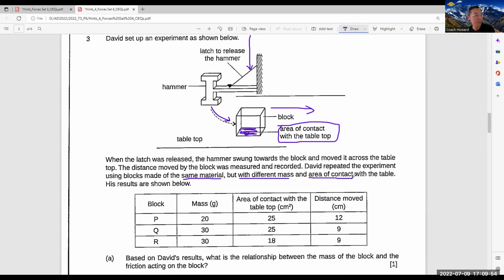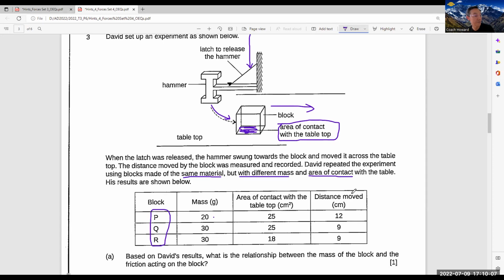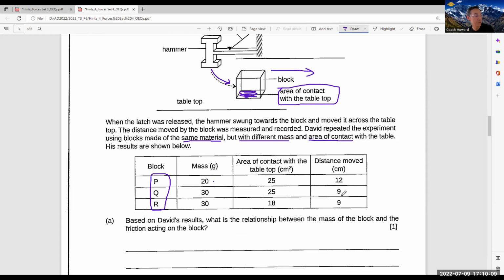So it's the same material. So these 3 blocks are the same material. Okay, they have different masses. So you see, they change 20, then they are 30, 30, and area of contact. And then they measure the distance moved.